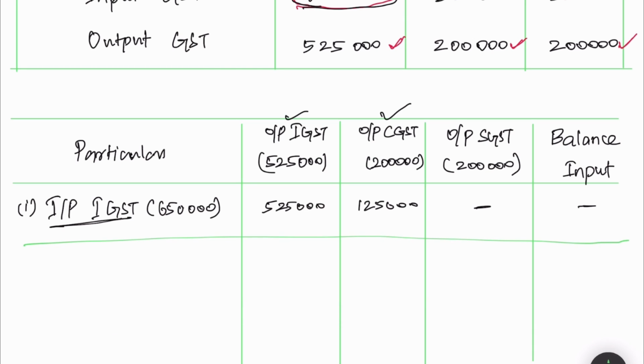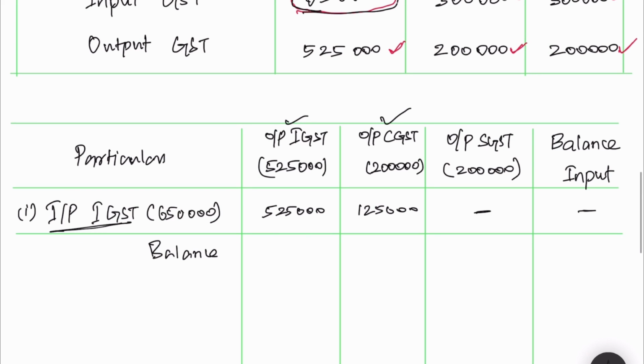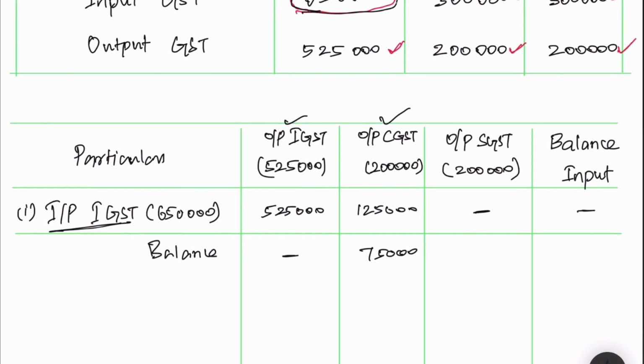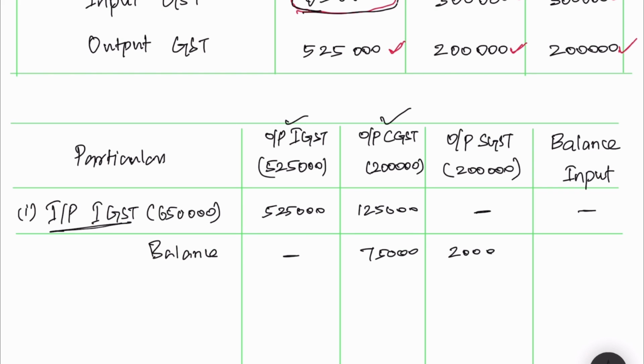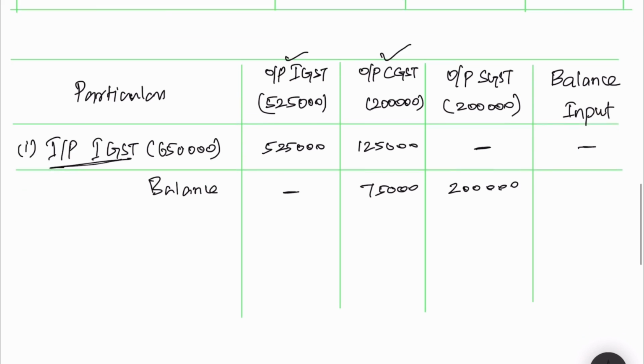Now let's find out the balance. How much balance is there after setting off of this particular input IGST? In output IGST there is no balance, entire 5,25,000 has been utilized. Then in output CGST, out of the 2 lakh output CGST, 1,25,000 has been utilized in setting off of that input IGST. So balance 75 is there. Then in output SGST, the entire 2 lakh is the balance.